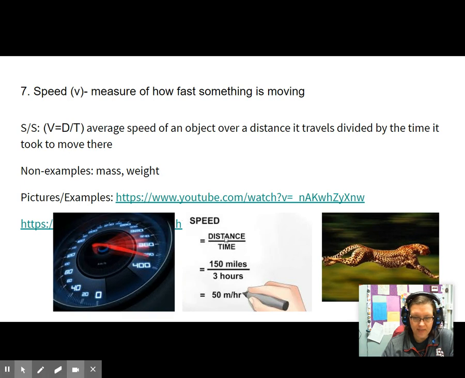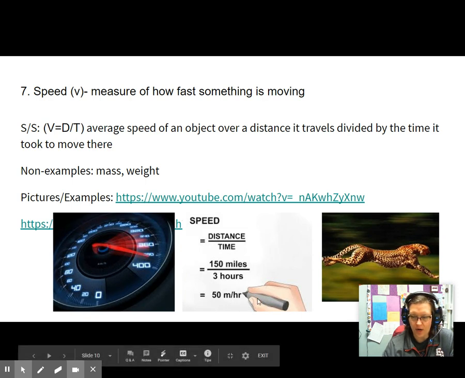I have an example of how you would do the calculation. You take the distance divided by the time. In this case, we have 150 miles, and then this bar means divided by 3 hours, and you get 50. The M is for miles, the slash is per, and then HR. On our signs, we see MPH, miles per hour.